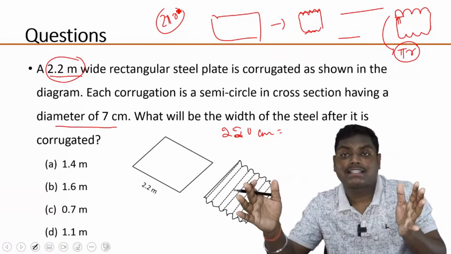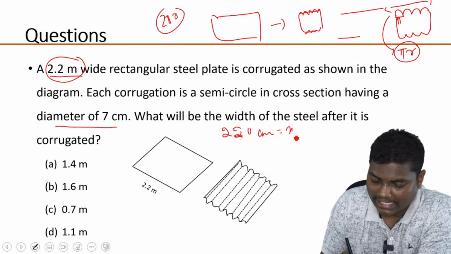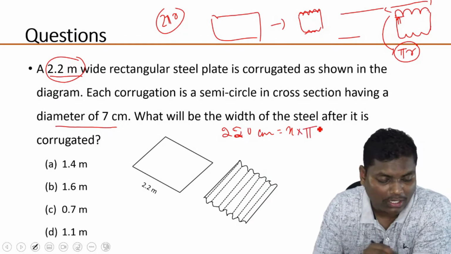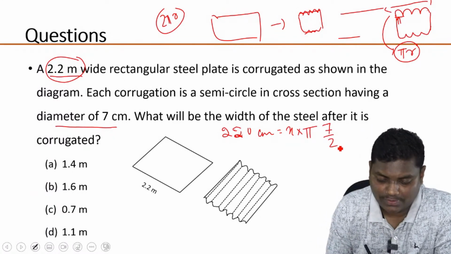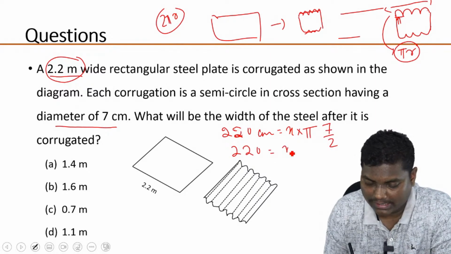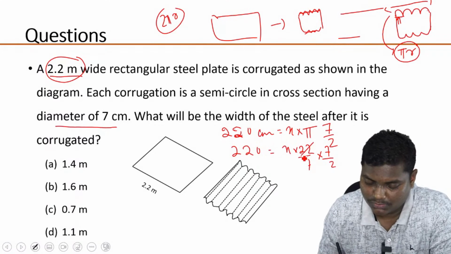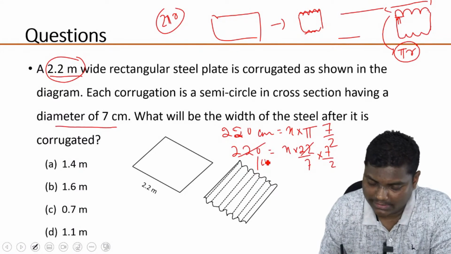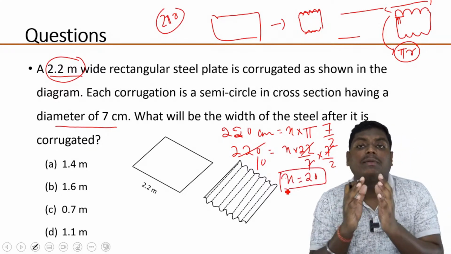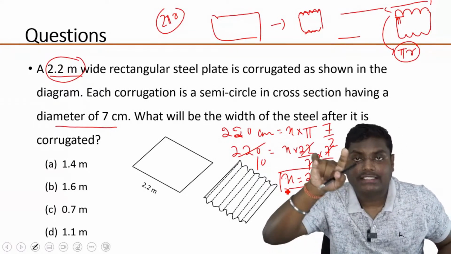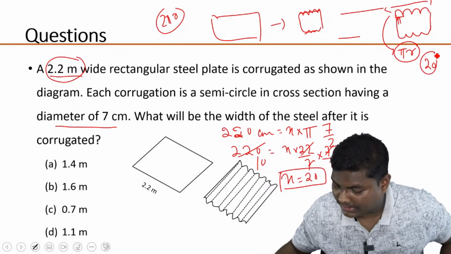Now let's consider that we'll be having x convolutions or corrugations. So it is x into pi into r, and r is 7 upon 2. We can solve it out: 220 is equal to x into pi, which is 22 upon 7, into 7 by 2. 22 by 2 is 11, and 7 and 7 cancel out, so x will be 20. The number of semicircles in this particular width is 20.